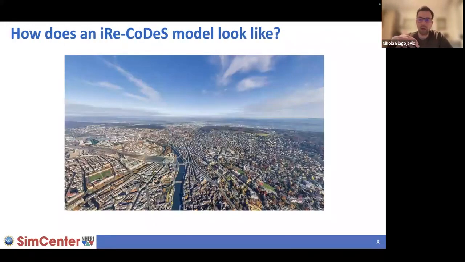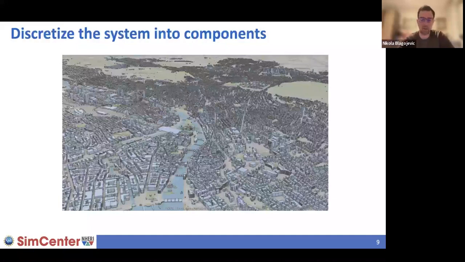So how would an iRe-CoDeS model look like? If you have a certain system, let's say a city, which is a complex system of interdependent systems, such as the city of Zurich here, the first thing we're going to do, we're going to discretize this system into components. These components can be bridges, can be buildings, power plants, water pumps, and so on. So components coming from many different interdependent systems.